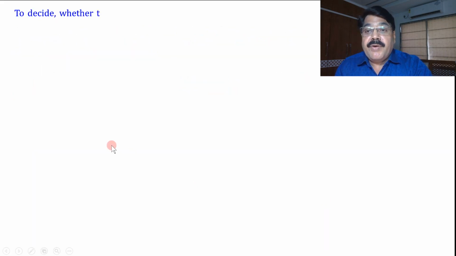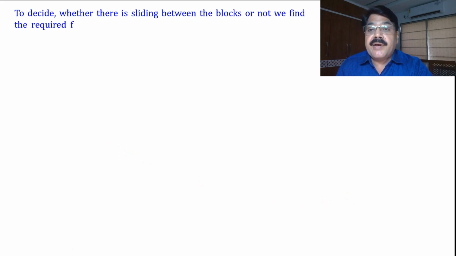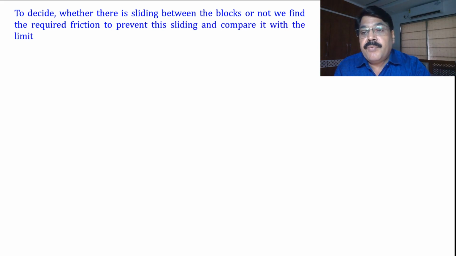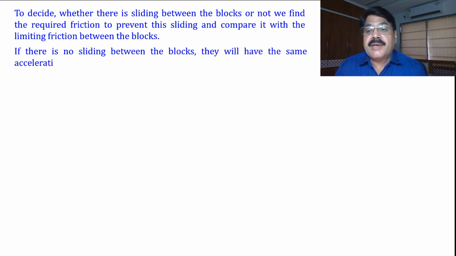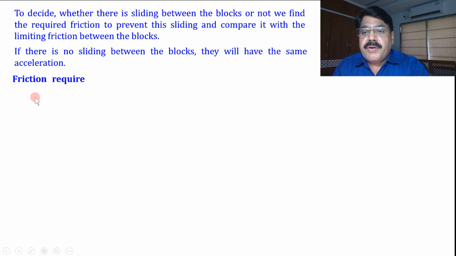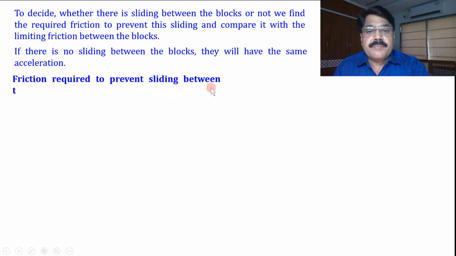Now to decide whether there is sliding between the blocks or not, we find the required friction to prevent this sliding and compare it with the limiting friction between the blocks, that is 4 Newton. If there is no sliding between the blocks, they will have the same acceleration. Actually, if we are assuming friction required to prevent sliding, it means we are assuming there is no sliding, so they will have the same acceleration. Now let us calculate the friction required to prevent sliding. For that, we assume their acceleration to be the same.